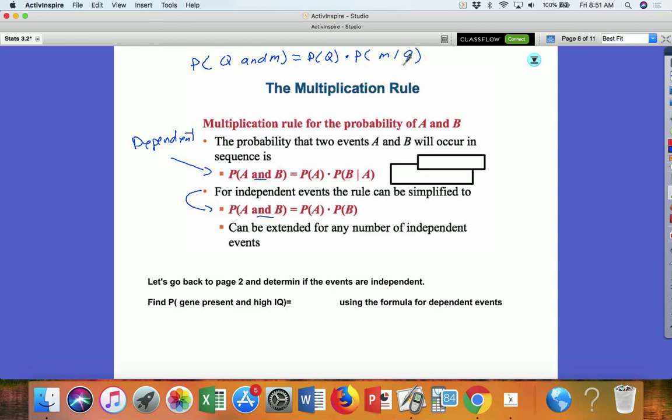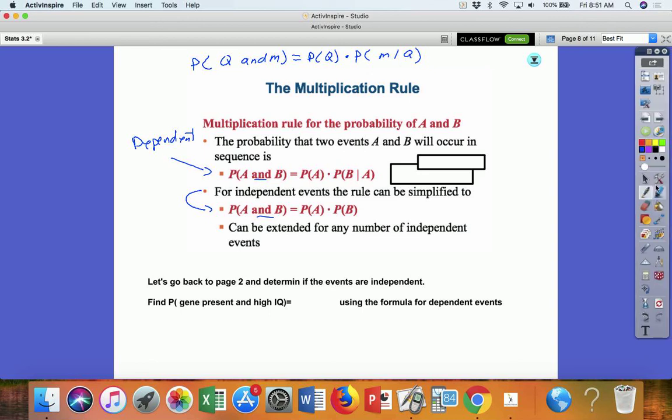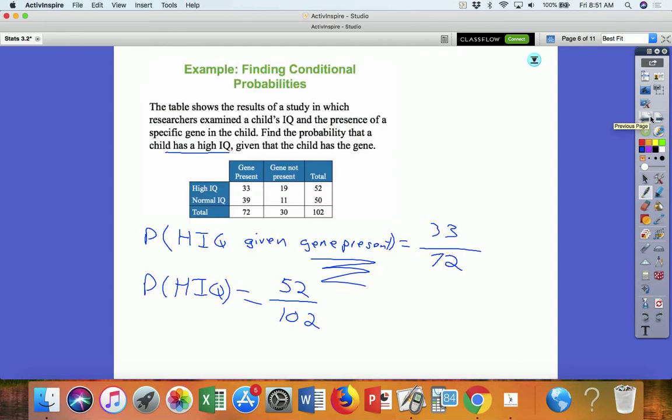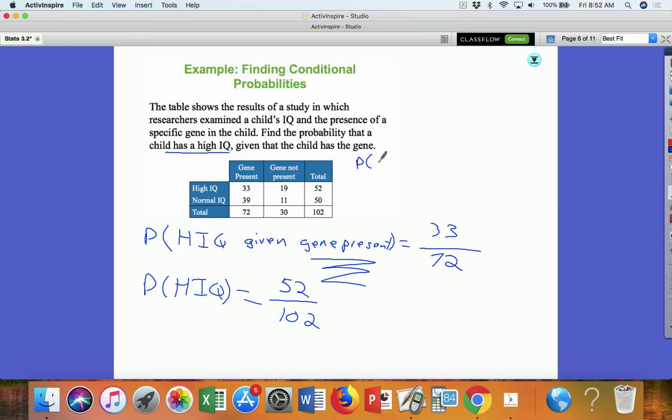Okay, so let's go back to the page where we had the gene present and high IQ kids, and I'm going to give you a problem. The problem was on the page, but I'm going to write it down. I want you to calculate, and we'll think about it. What's the probability of, what does it say on the page? Is it high IQ first and gene present, or the other way around? Gene present, okay. So what's the probability of gene present and a high IQ kid? It would work the same either way. I'm just doing it this way because that's what I had written down.